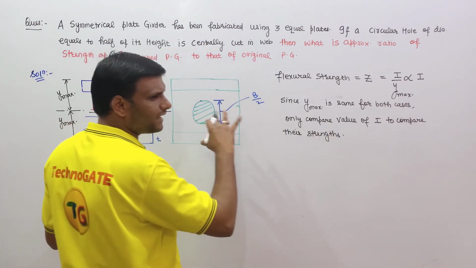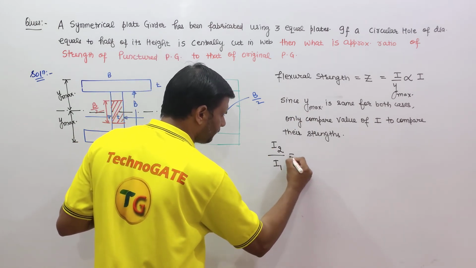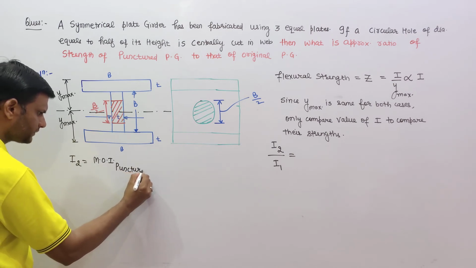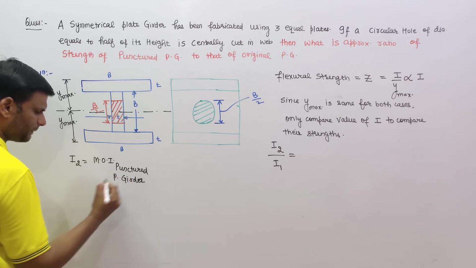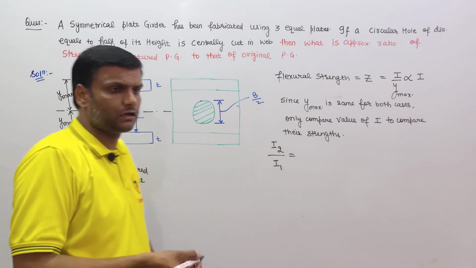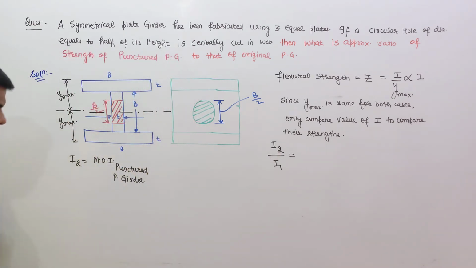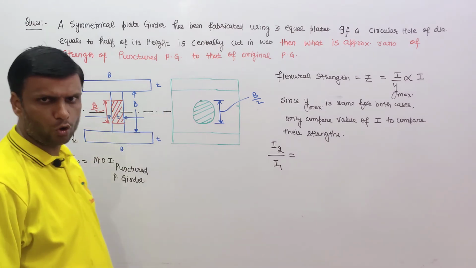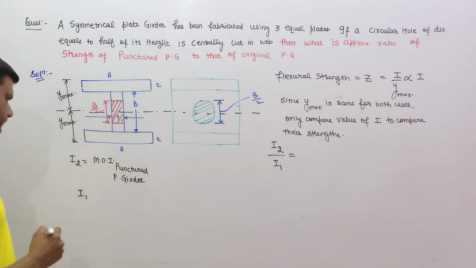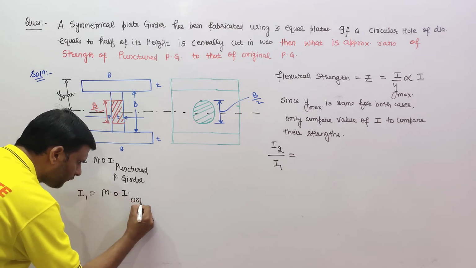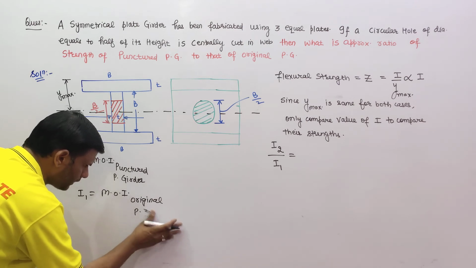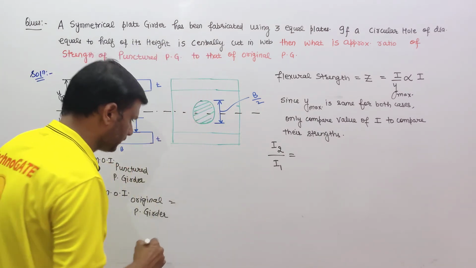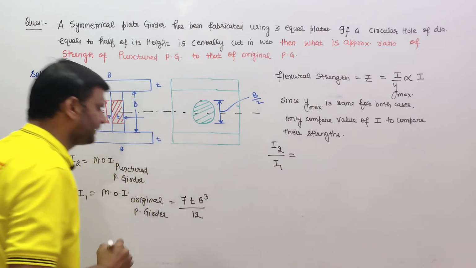Okay, this is our second part, I2, and that was our first part. I2 is the moment of inertia of the punctured plate girder, and I1 is the moment of inertia of the original plate girder that we had discussed in the previous problem, before puncturing, before making the central hole. Our answer for I1 was 7 TB cube by 12, which we had discussed.